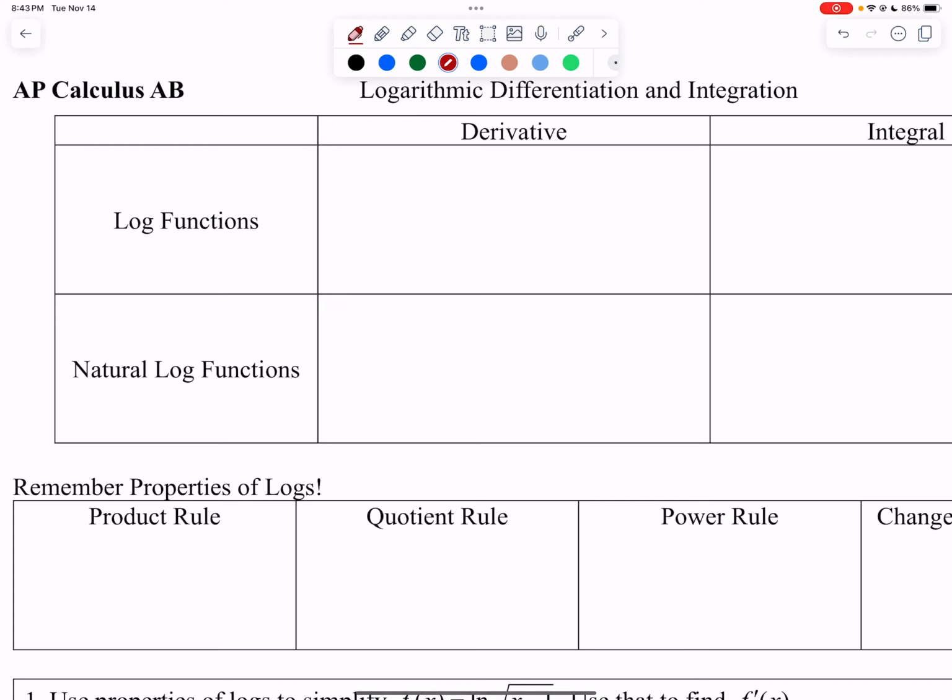Remember that the natural log function is f of x is equal to ln of x. So that means that f prime of x is going to be 1 over x. Remember, that's going to be your basic function. However, sometimes your x is going to be a function. So on the inside, it's going to be a function. You're going to have to use chain.